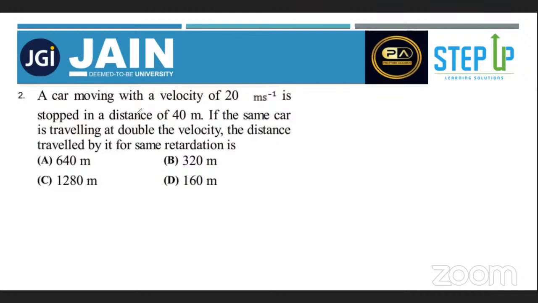The next question says, a car moving with a velocity of 20 meters per second is stopped in a distance of 40 meters. If the same car is traveling at double the velocity, find the distance traveled with the same retardation. I'm supposed to find out the retardation. If I'm getting the answer with a negative sign, it's correct. Basically, that should be your first check.